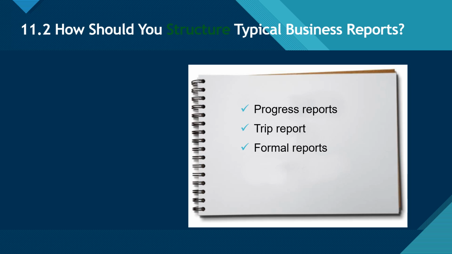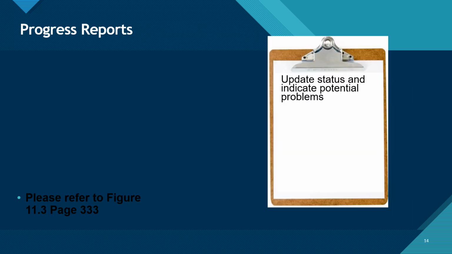We will see 3 such structures today. They are progress reports, trip reports, and formal reports. If you are working on a long-term project, your supervisor or client may ask for a progress report that updates your status and indicates any potential problems or issues.